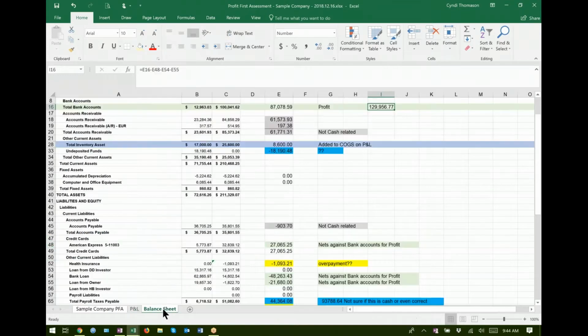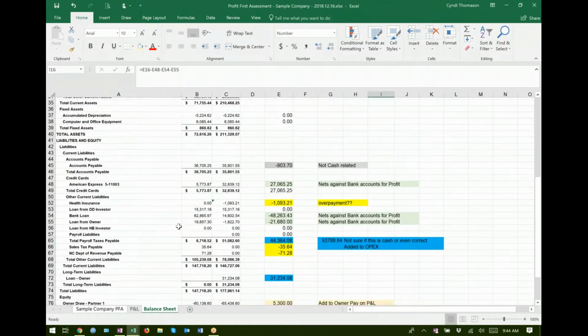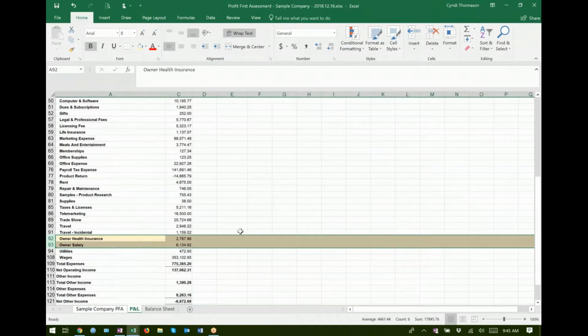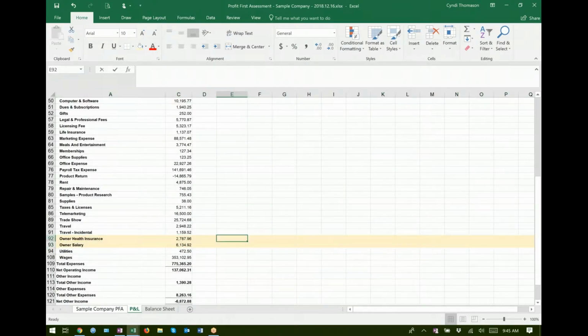We also have to factor in if you've taken draws out of the business, and that information is recorded on the balance sheet. So when we go to our balance sheet, we can see that this business has two partners. One partner is active and has taken draws, the other has not. Again, we're looking at what happened this year. So the difference between where they are at the end of this year and where they started the year was $5,300. So we're going to add that to what we have on our P&L to get the owner pay.